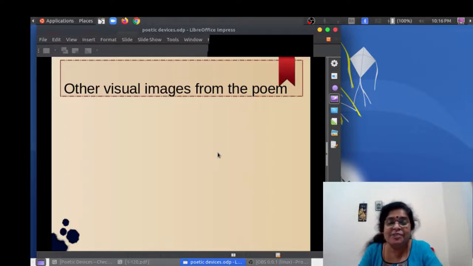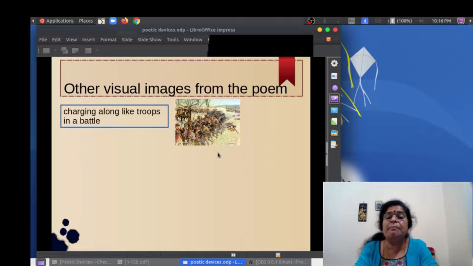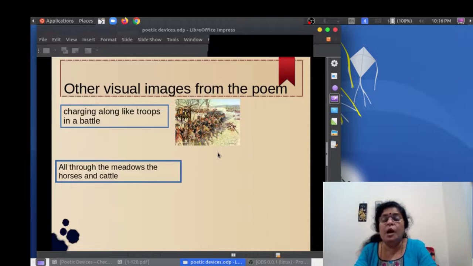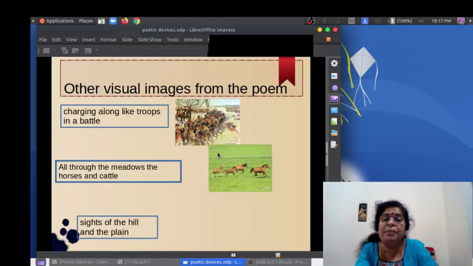Okay, I hope you have written the other visual images from the poem. Let's check your answers. Ready? Next visual image. Charging along like troops in a battle. Next visual image. All through the meadows, the houses and cattle. Meadowsile, houses and cattle sum nilkunna namukku. We can imagine that scene. Houses and cattle. Next. Sides of the hill and the plain. Hillum plainum namukku manasil kaanam. Like this.